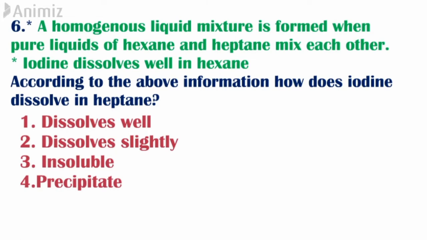Then the next question, a homogeneous liquid mixture is formed when pure liquids of hexane and heptane mix with each other. Iodine dissolves well in hexane. According to the above information, how does iodine dissolve in heptane? This is a very simple question. They have said heptane and hexane form a homogeneous liquid, which means they both dissolve well. Then if iodine dissolves well in hexane, it too dissolves well in heptane. Therefore, the answer is answer number 1.